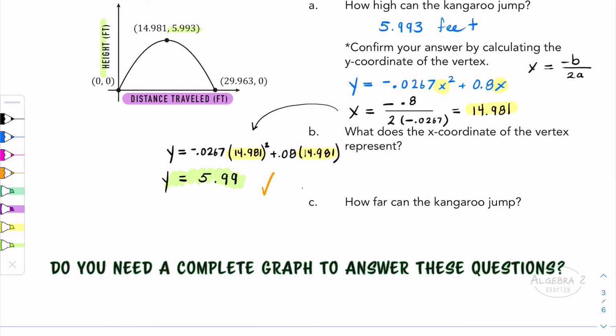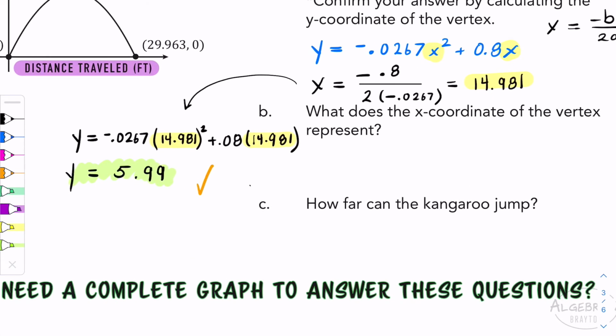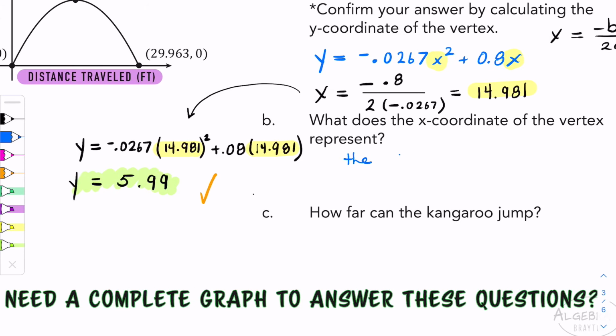Part B is asking us, what does the x-coordinate of the vertex represent? The x-coordinate of the vertex, this coordinate right here, represents the distance traveled when the kangaroo is at its highest point. I should specifically say the vertical distance.